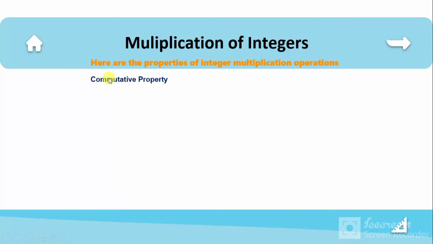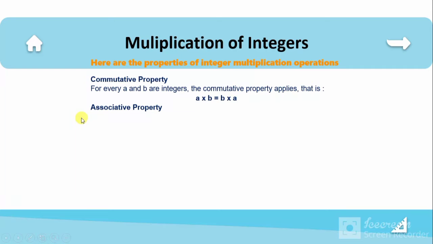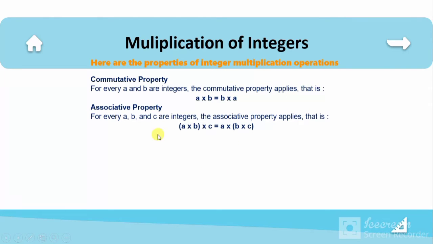The first property is the commutative property. For every a and b that are integers, the commutative property applies, that is, a times b is equal to b times a. The second property is the associative property. For every a, b, and c that are integers, the associative property applies, that is, in brackets a times b, times c is equal to a times in brackets b times c.